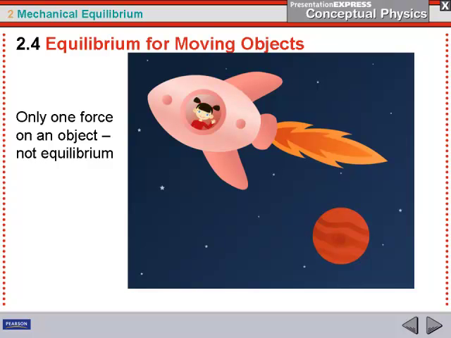An object under the influence of only one force cannot be in equilibrium. Only when there is no force at all, or when 2 or more forces combine to 0, can an object be in equilibrium. This rocket ship is in outer space, so there should be very little gravity acting on it. So the only force on the object is the propulsion from the engine.